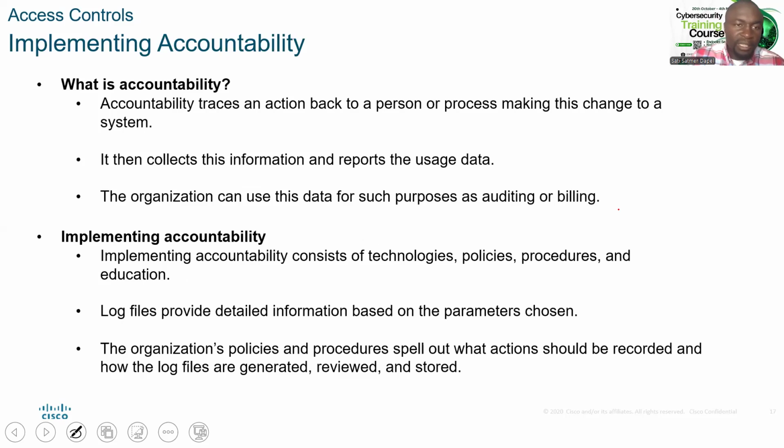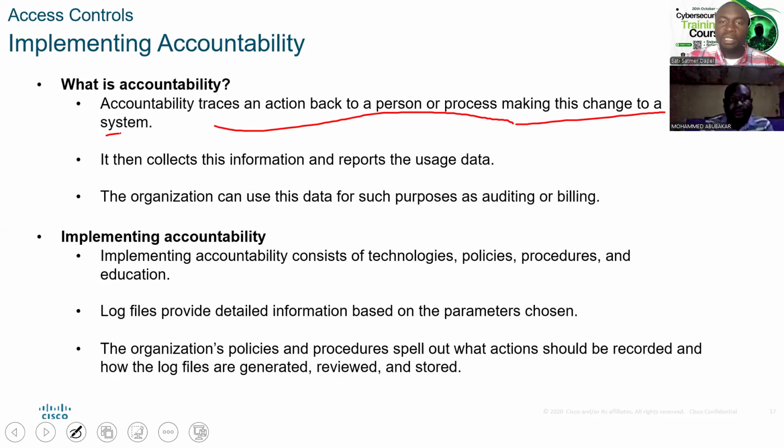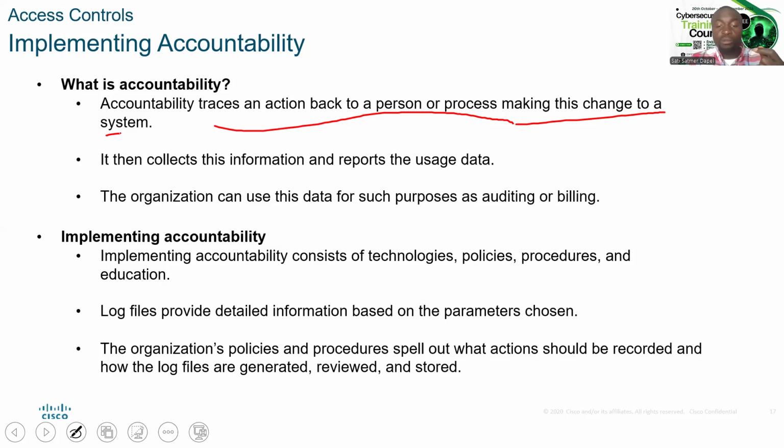Then accountability. What is accountability? Like we said, it is to trace an action back to a person or process making a change to the system. That's all. And that accountability is used for reporting and for auditing. So implementing accountability consists of technologies, policies, procedures, and education. Log files provide detailed information based on the parameters chosen.